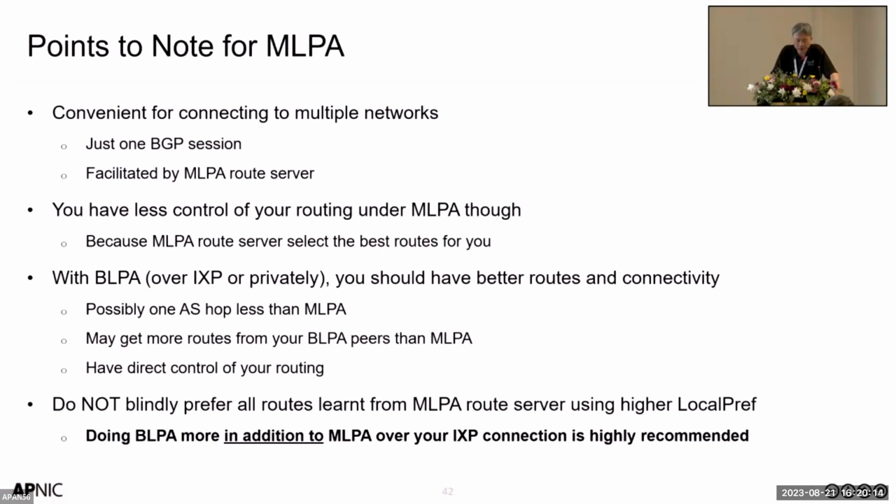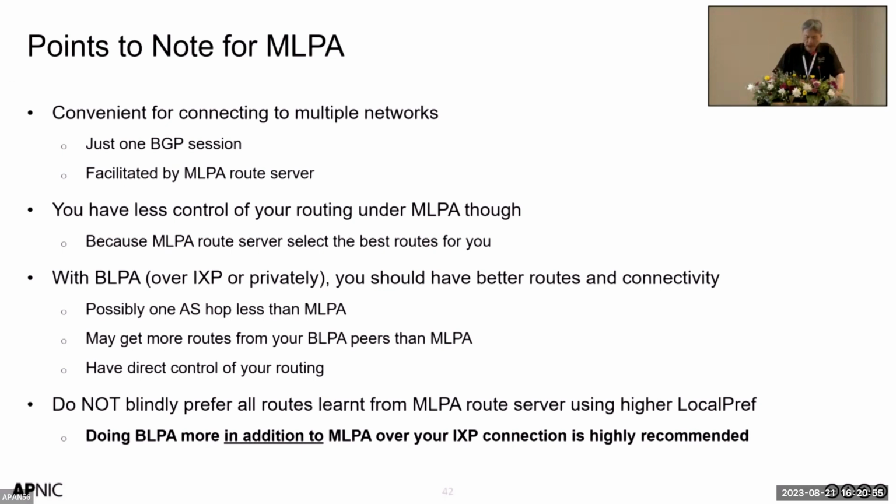So people, especially commercial networks, actually prefer to do bilateral peering more because they have better control of the routing. So my recommendation is do not blindly rely on the route server. You may also be able to get more routes from your bilateral peers, because some commercial networks may not announce all their routes to the route server, but they may announce all their routes to their direct peer. So this is something you may consider as a network operator.